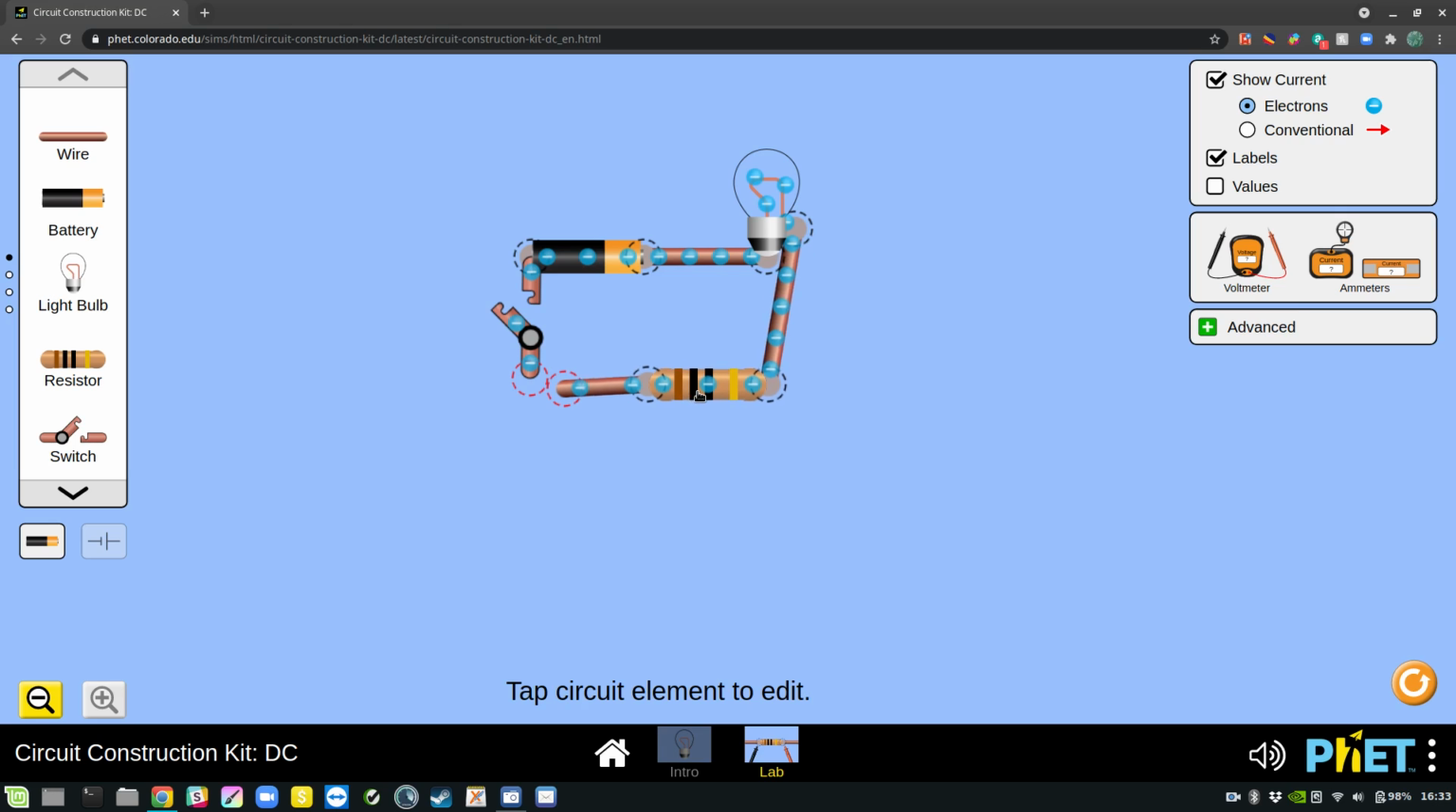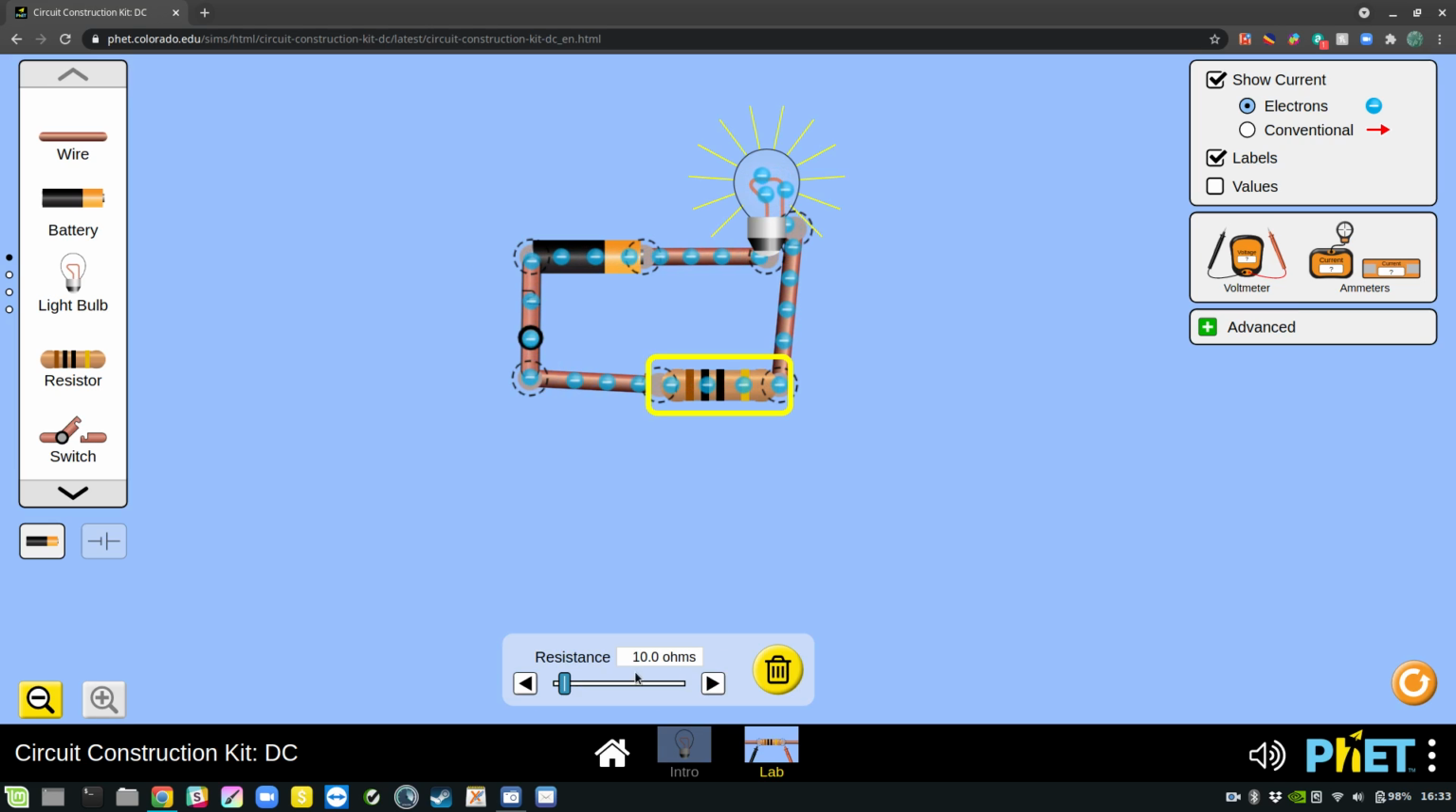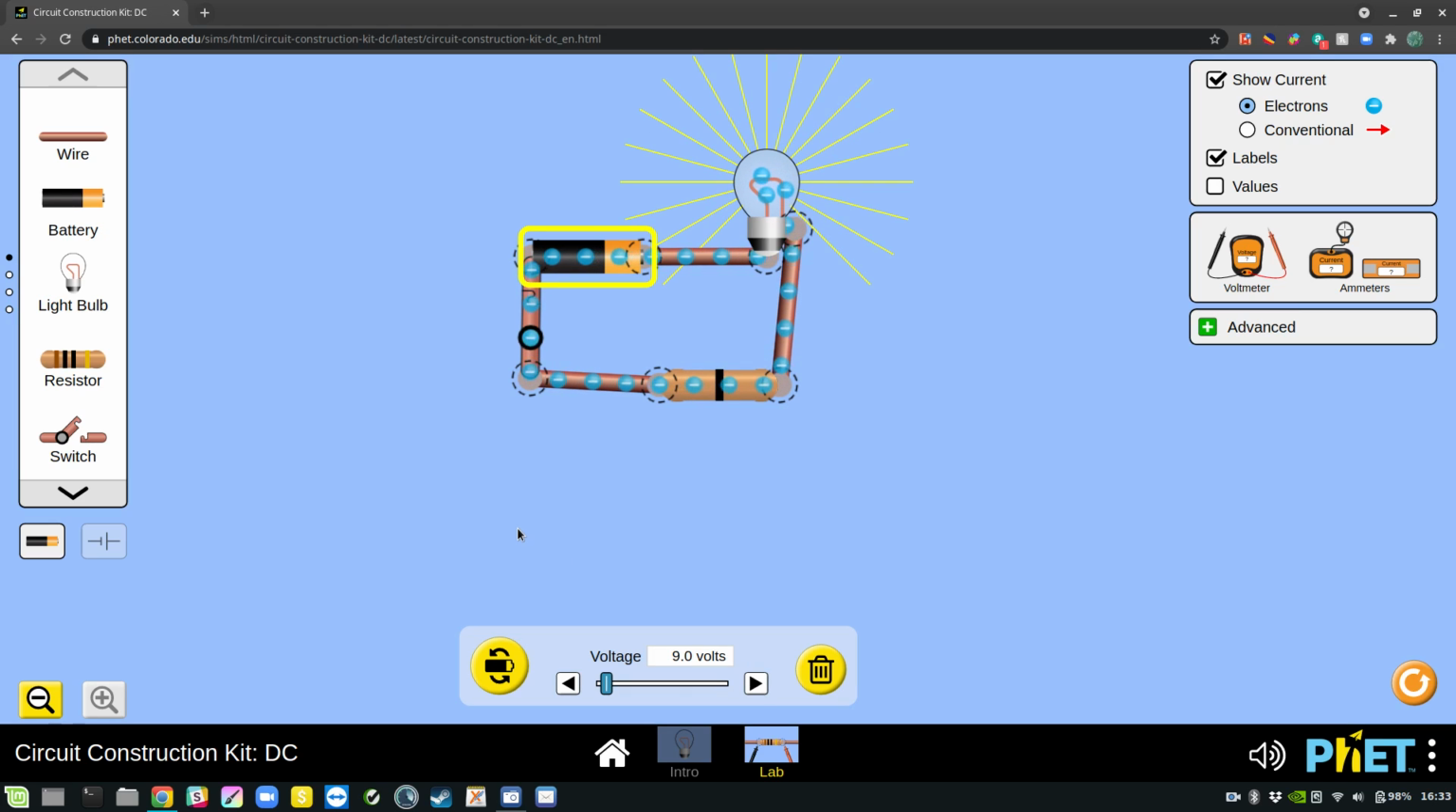Let's see if this is a weird model or if this actually works. So if I close it, of course the battery will power the bulb. Some of the voltage will be dropped across the resistor, but if I change the resistance to nothing, right? If I lower the resistance, the bulb will get brighter. But if I raise that resistance, the bulb will get dimmer. So I have a way of controlling the brightness here. I have a knob that allows me to control the brightness without changing the battery.